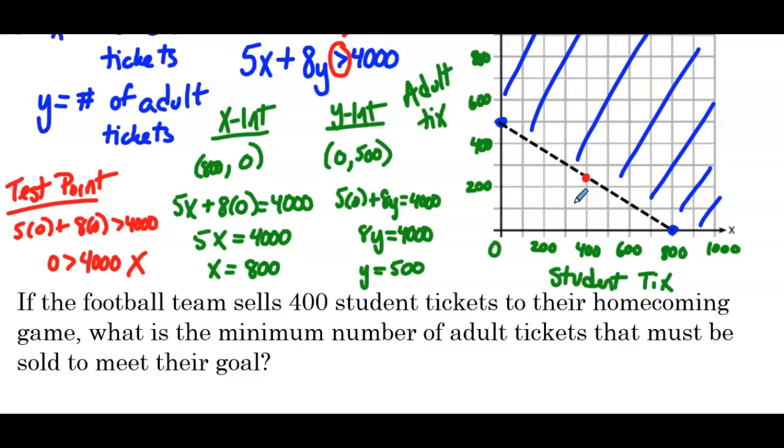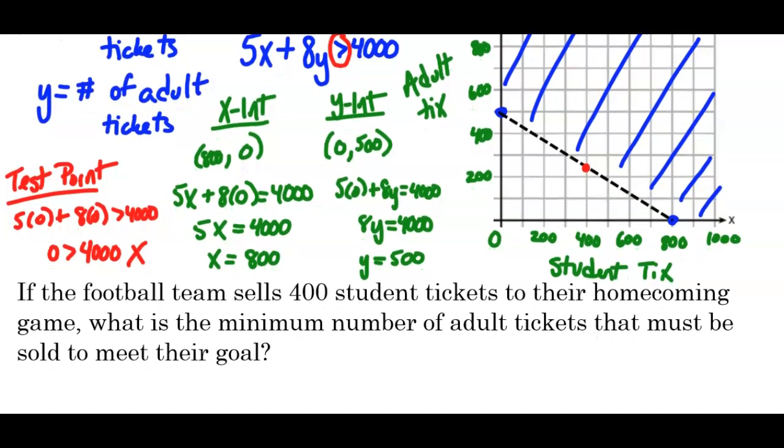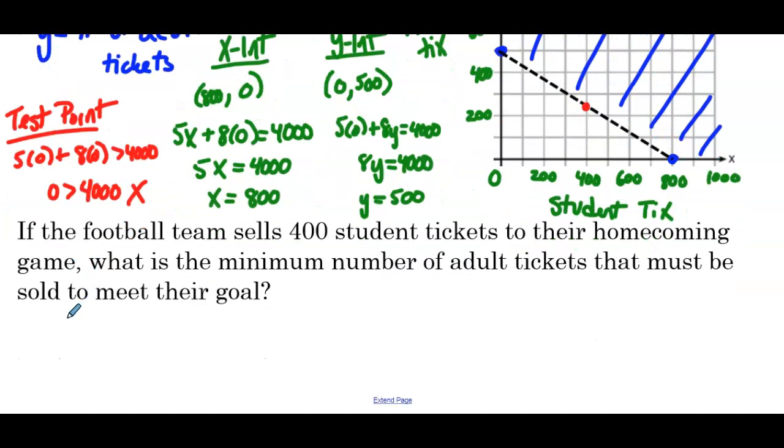How many adult tickets? Well, the minimum, anything on this line, is not going to be part of the solution set. It's actually kind of hard to figure out based on our scaling. So what are we going to do? Well, don't forget, we still can solve this algebraically. So we can plug in 400 for x plus 8y.